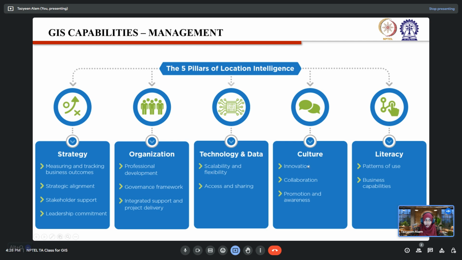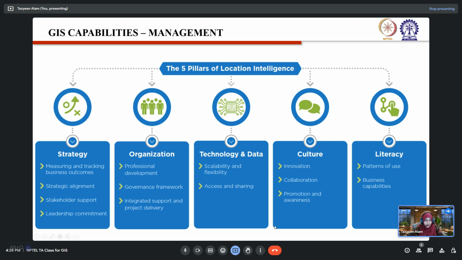So here we are talking about the five pillars of location intelligence. This is a rough scheme of how data is being managed. First you need to have a strategy, just like you have in a business. So you must strategize whatever data you have or whatever database you are holding. Second is organization of the data. Third is application of technology to that data, how you are utilizing the different tools, editing features and management features which are present in the GIS software.